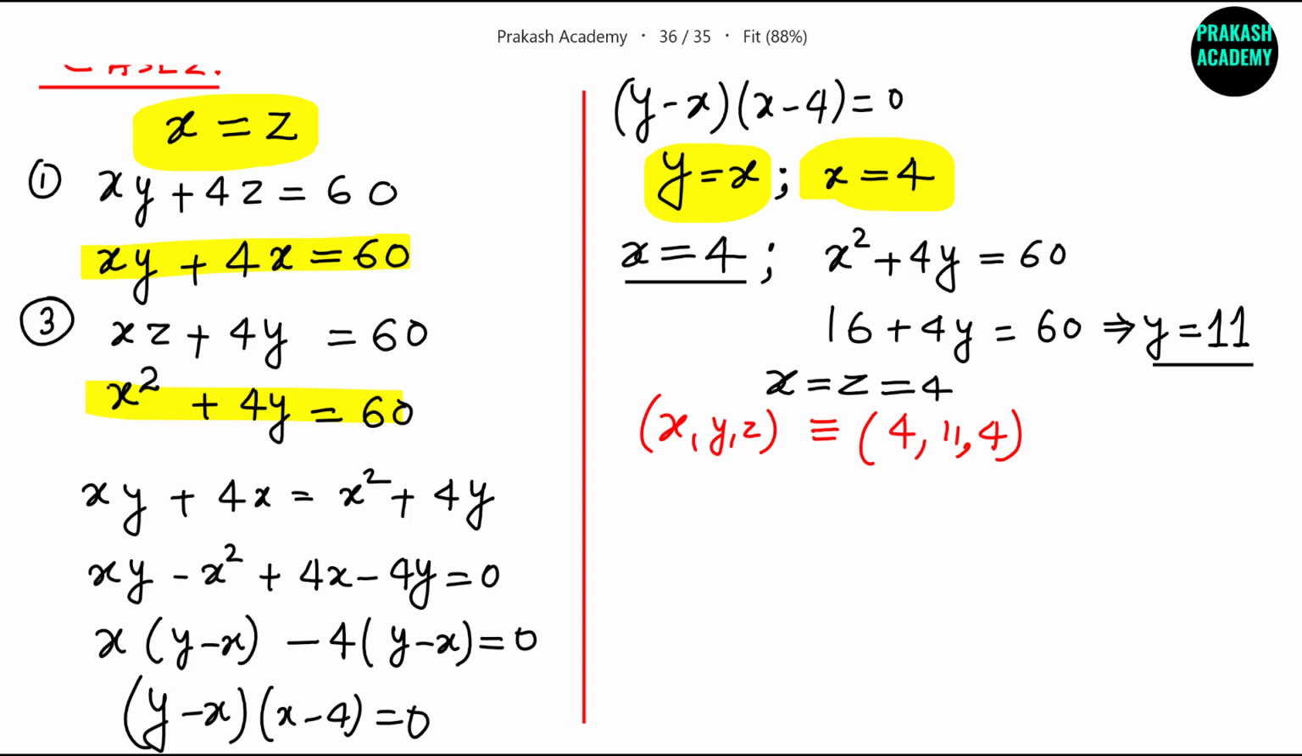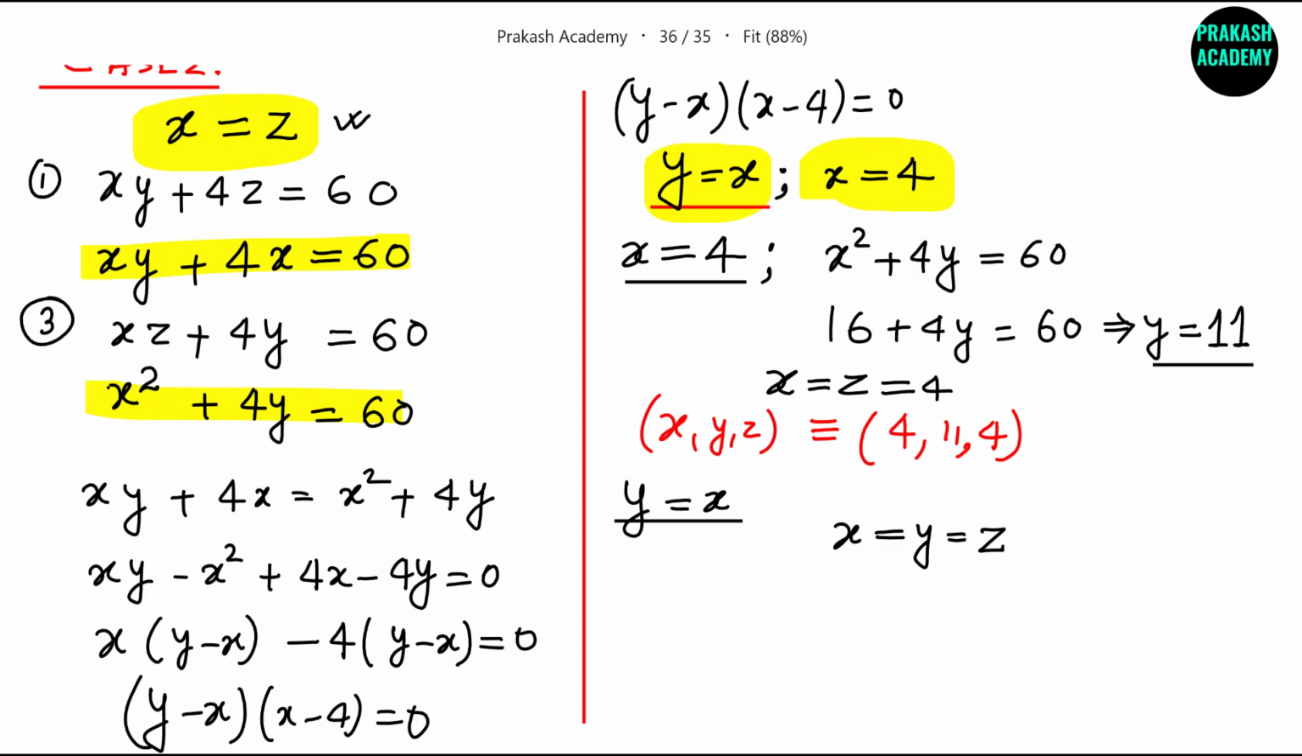Now consider the second situation, that is y is equals to x. So in this case y is equals to x, and basically x is equals to z, so this condition is inside x equals to z. This means x is equals to z is equals to y. So all are equal, x equals to y equals to z. So this is the second case. In this case we all will have equal value.